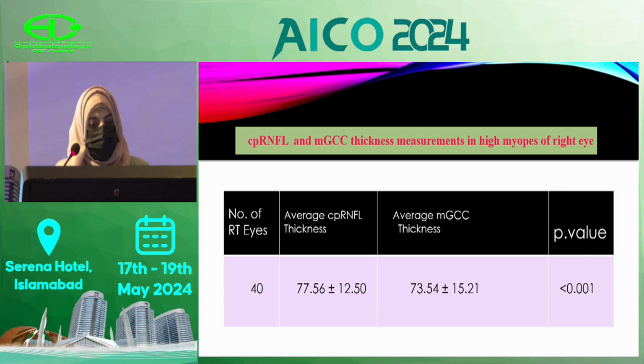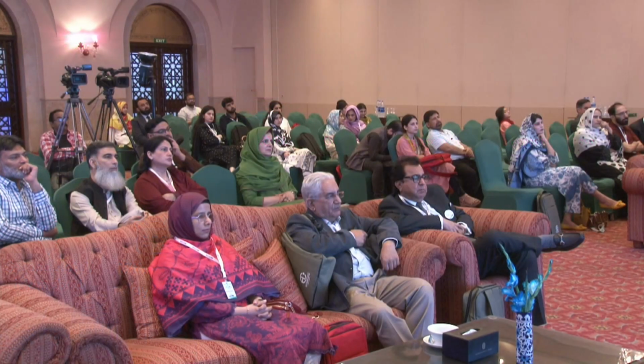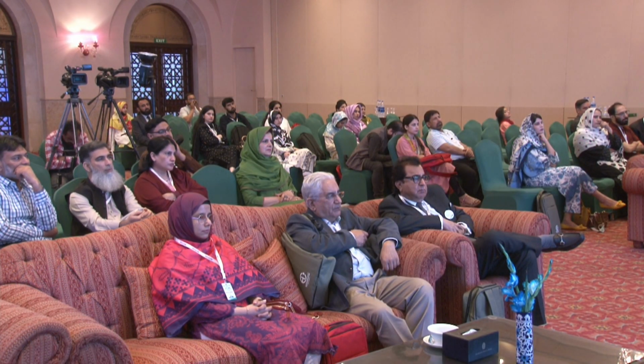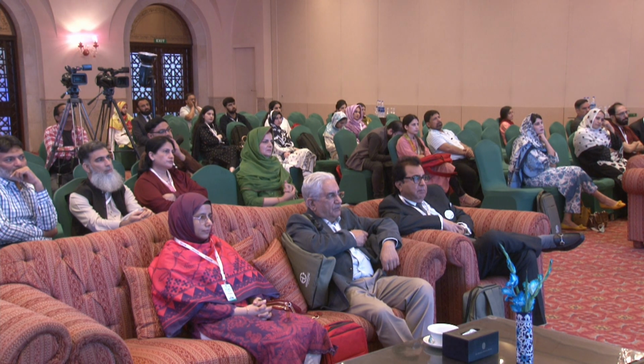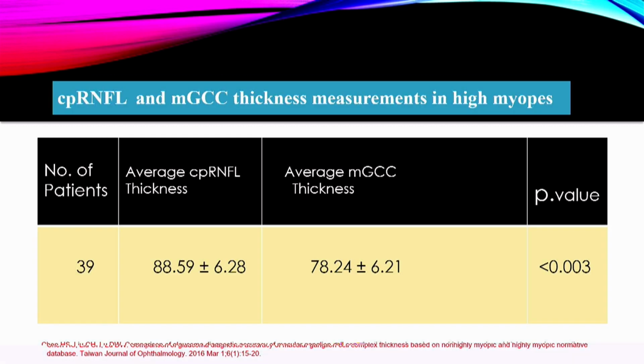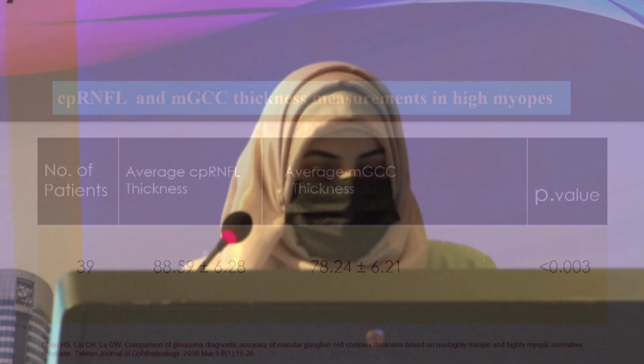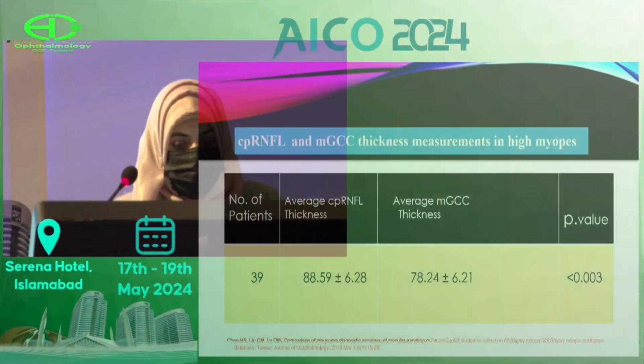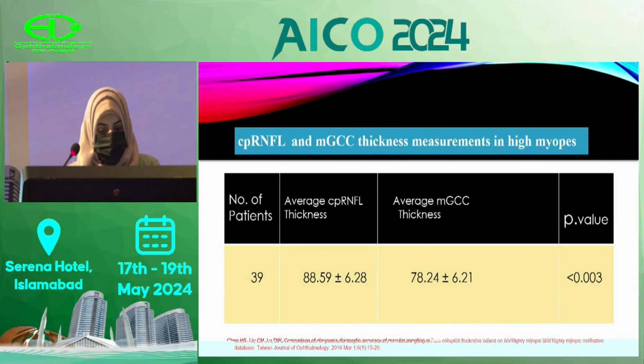The average RNFL thickness and GCC thickness of the 40 patients: 77.56 in RNFL thickness, GCC thickness 73. This is a criterion for diagnosing a glaucomatous patient while excluding highly myopic patients. This is the left eye thickness: 76, 72. In another study for comparison, 39 patients were included. Average RNFL thickness 88, and average MGCC thickness 78.